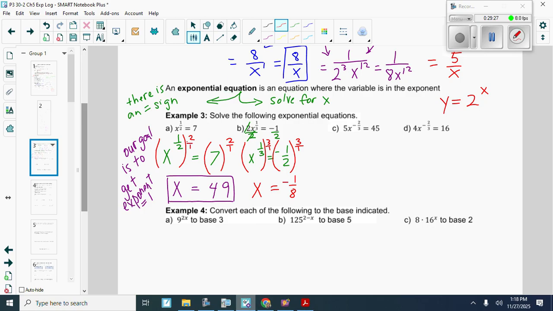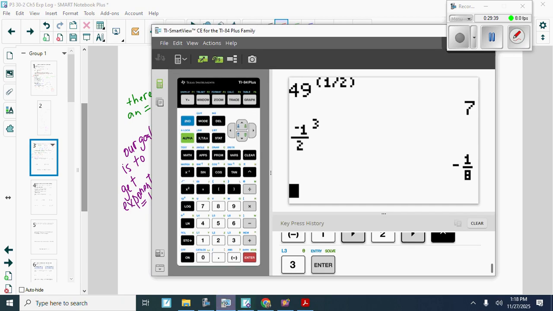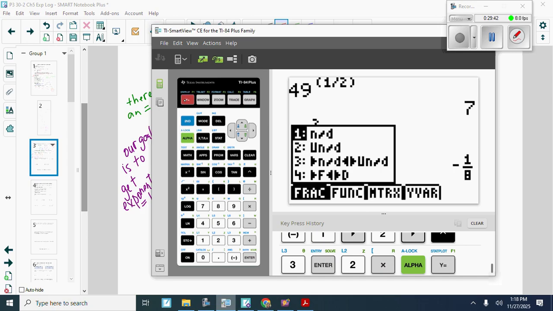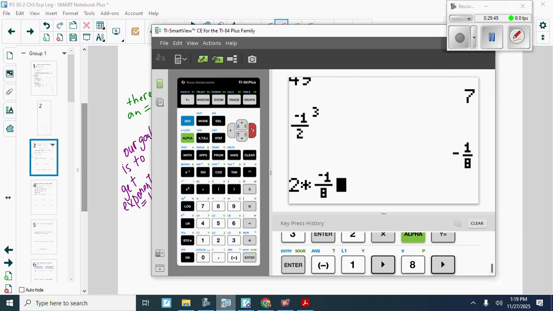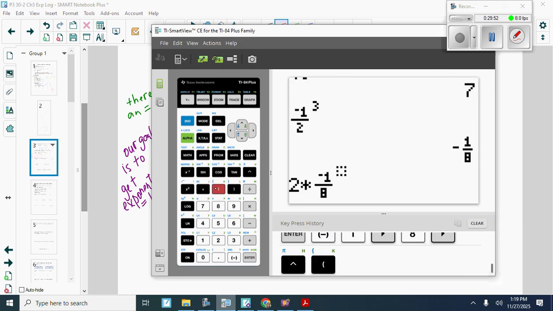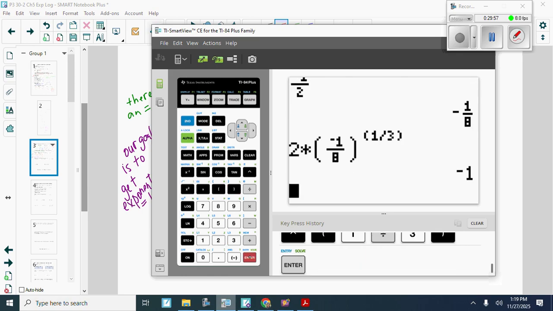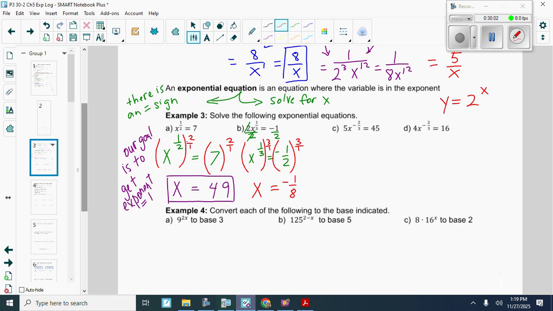If we wanted to check that, we could. We go back to the original question: 2 times negative 1 over 8 to the exponent 1 over 3. We could totally check this out. 2 times negative 1 over 8 to the exponent 1/3, and it gives us the answer of negative 1. So we've just verified our answer.